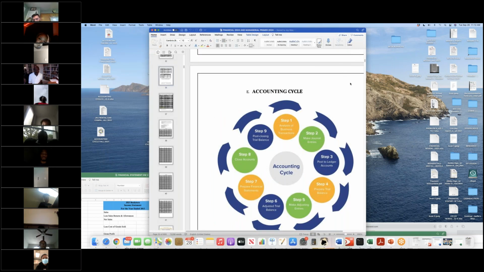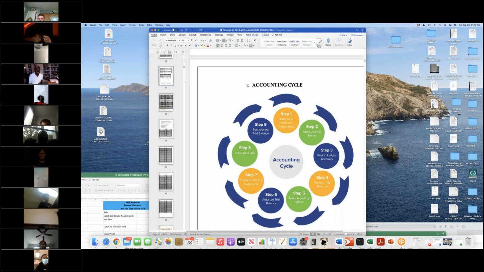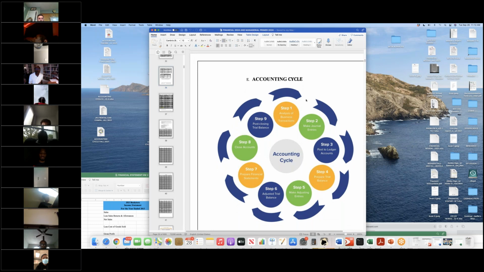Okay, so we are working through this accounting cycle. In step one, we analyze transactions and make journal entries. Steps 3 and 4, we post to the ledger and prepare a trial balance. Steps 5 and 6, we'll get into next week, making adjusting entries. But we're on steps 7 and 8, which is preparing financial statements and closing the accounts.